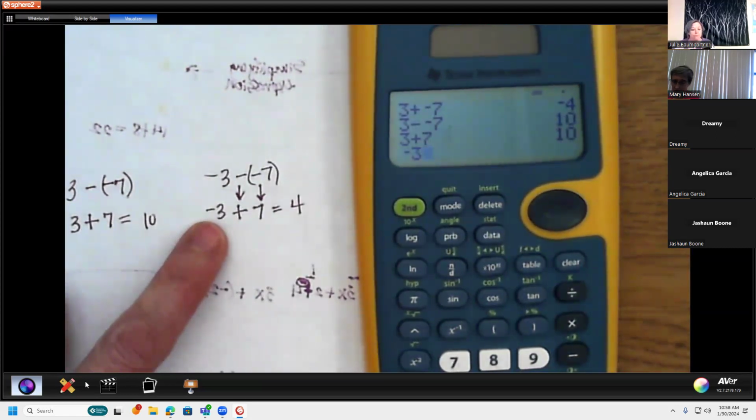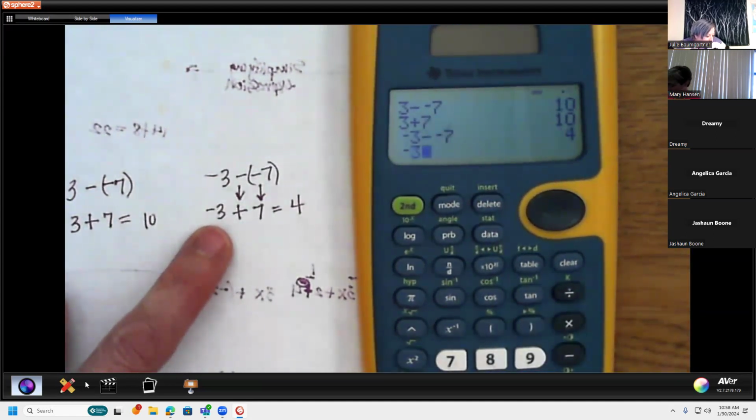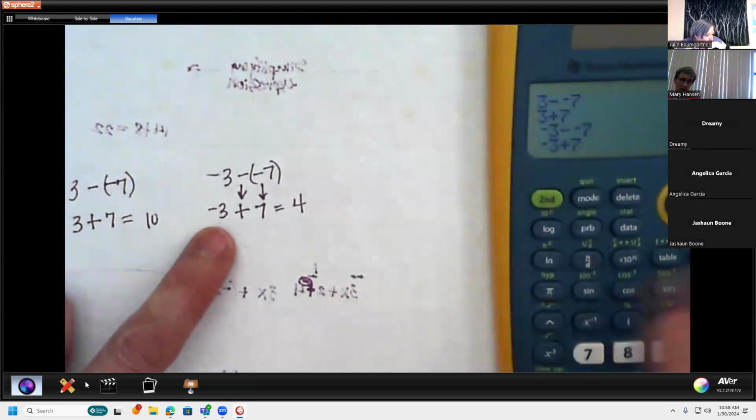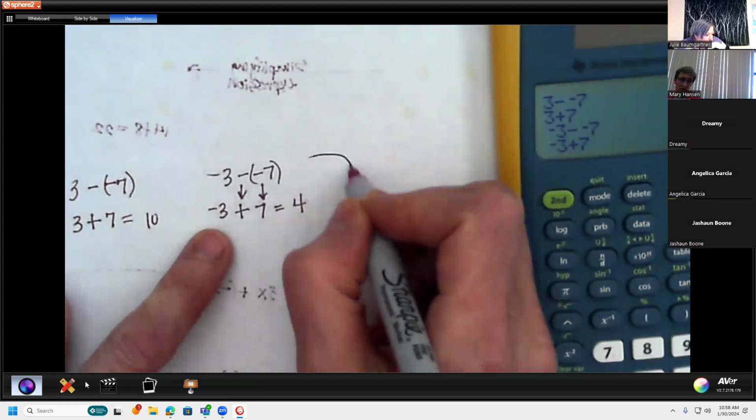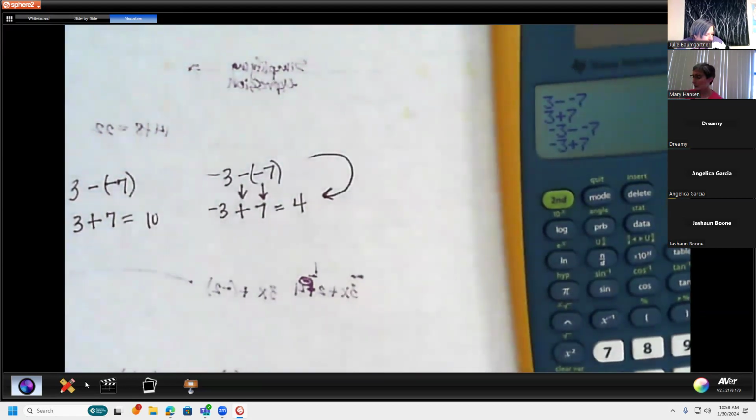If I put in -3 subtract -7, I get 4. And if I get -3 plus 7, I also get 4. So we are making an equivalent expression that's easier to solve than the original problem.